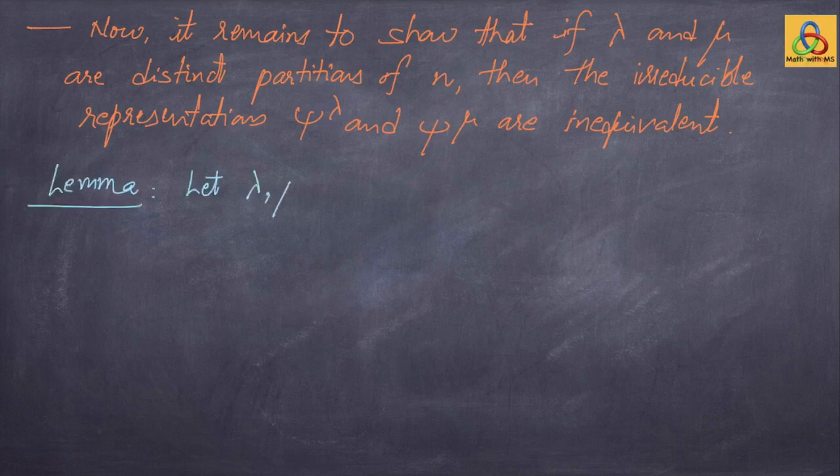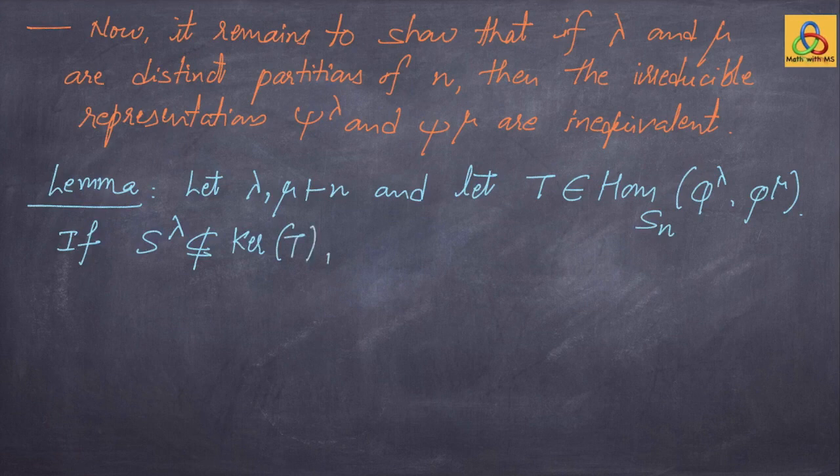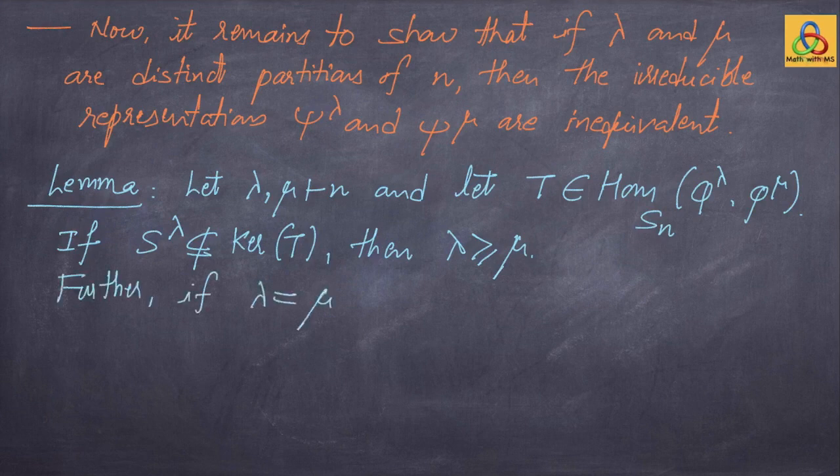Let lambda and mu be partitions of n, and let T be a morphism. So T belonging to Hom Sn of phi lambda, phi mu. T is a morphism from the representation phi lambda to the representation phi mu. If S lambda is not contained in the kernel of this morphism T, then lambda is bigger than or equal to mu in terms of the domination order. Further, if lambda is mu, then consider the restriction of T on this subspace S lambda of M lambda. This T restricted to S lambda is a scalar multiple of the identity, equal to alpha times identity for some alpha in C.